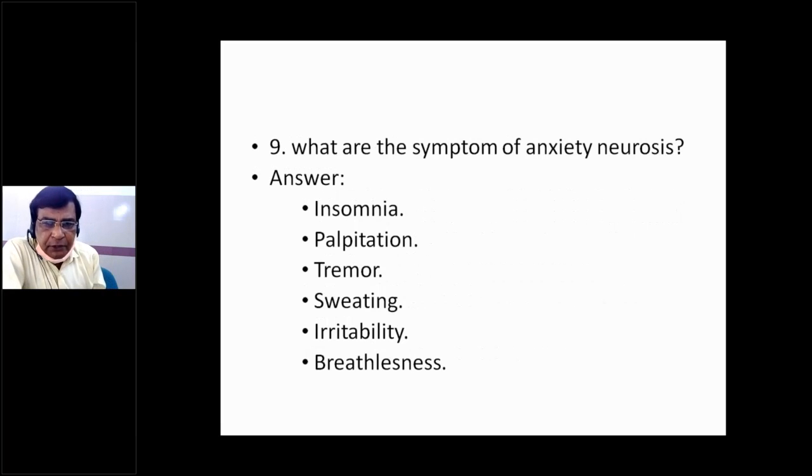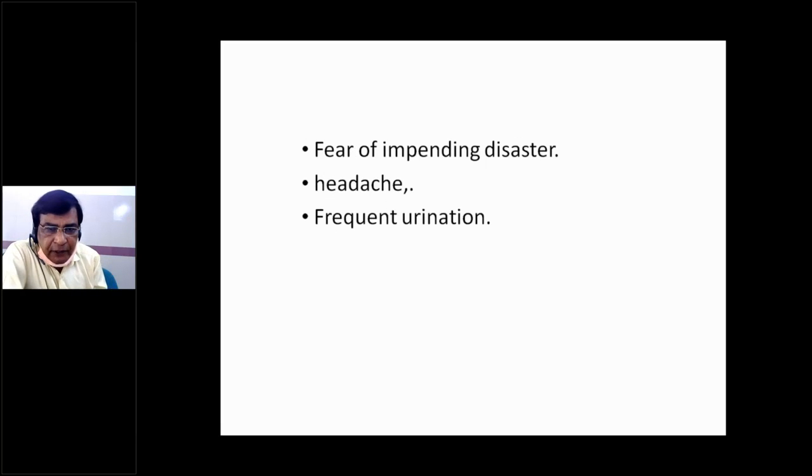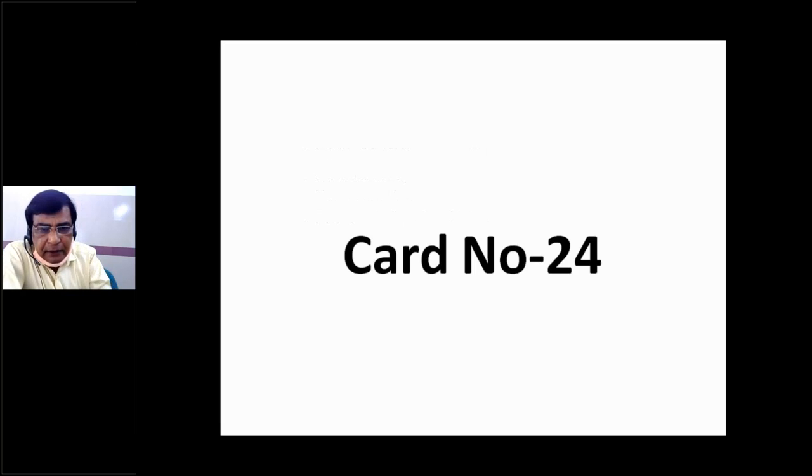What are the symptoms of anxiety neurosis? The common symptoms of anxiety neurosis are insomnia, palpitation, tremor, sweating, irritability, breathlessness, and fear of impending disaster, headache, frequent urination. So these are the different features of anxiety neurosis.